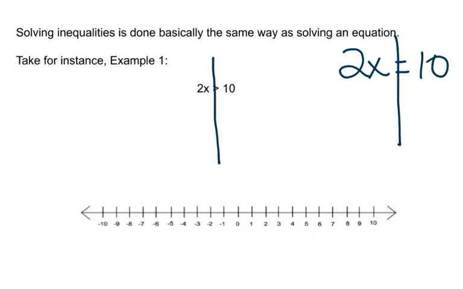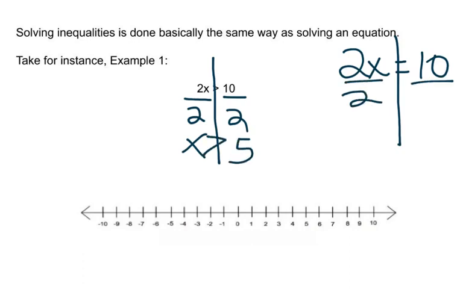And then we're going to look at our left and right side and see what we need to do to get x all by itself. So the only thing tied up with the x is a 2, and that's 2 times x. So we do the opposite of multiplying and divide. So x is greater than 5.